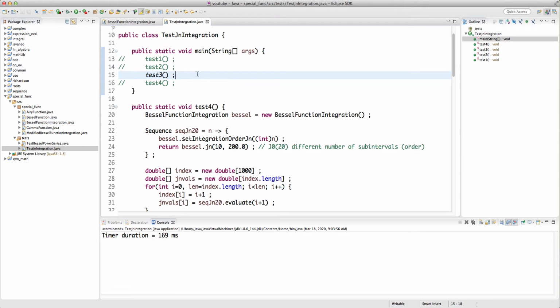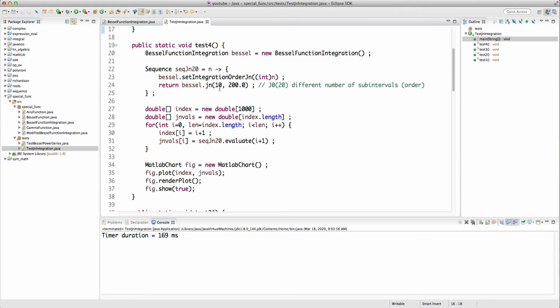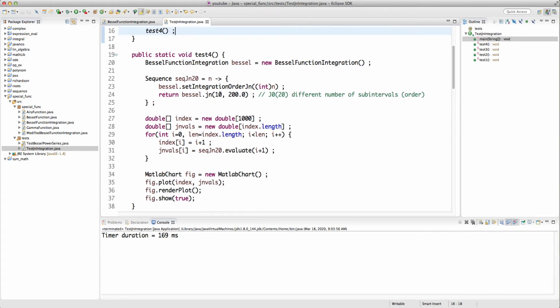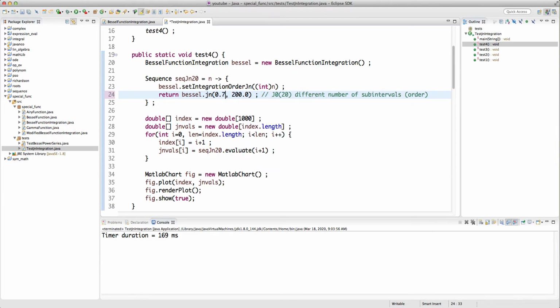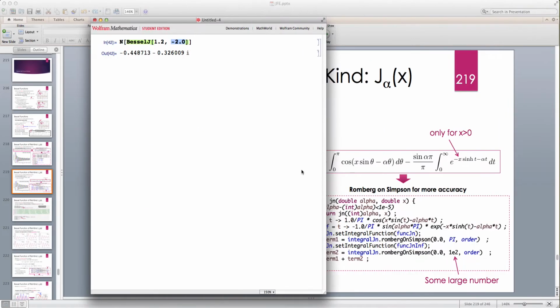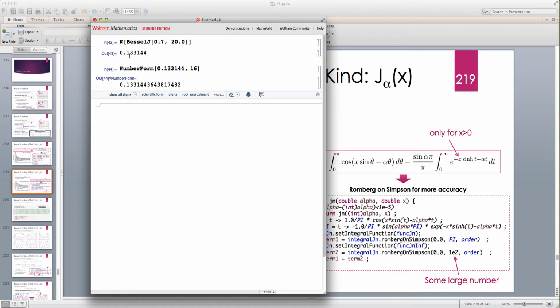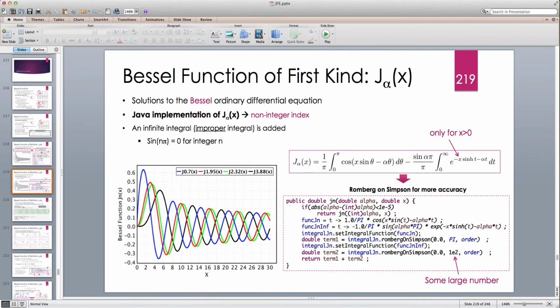But then in test 4, let's also look at the convergence. So I'm going to calculate J, let's say 0.7, at some number, 20. What did we calculate here? Okay, let's calculate 0.7 at 20. It should be 0.133144. So let's see.